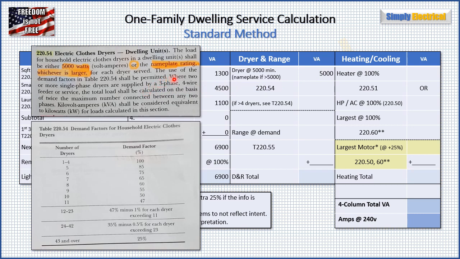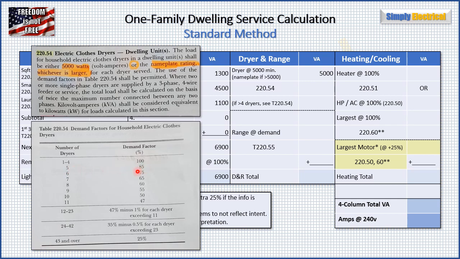Next sentence says, the use of the demand factors in table 220.54 shall be permitted. Okay, so 220.54, demand factors for household electric clothes dryers. What you're seeing here is, depending on how many dryers you have in the household, you can take a demand factor. Now the first 4 are all at 100%, so you get no demand factor applied at all. So most houses, you're not going to worry about this chart at all because very few houses even have 2 dryers, much less 5, because you'd have to have 5 in order to get your first break and demand factor.